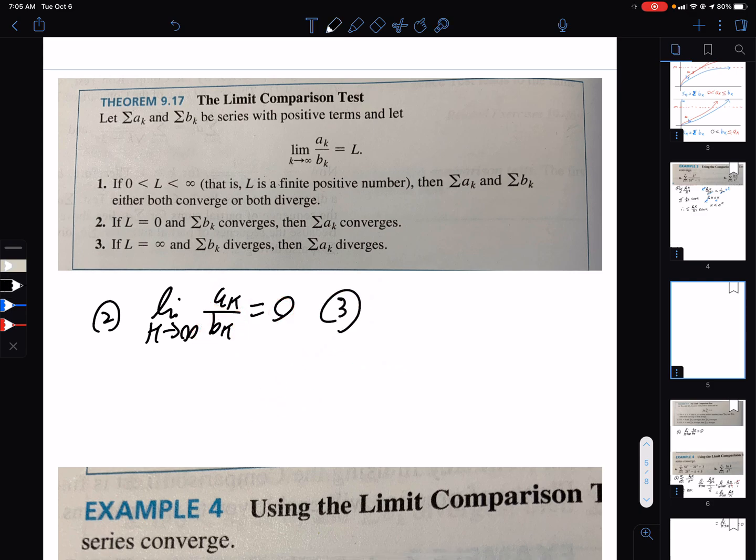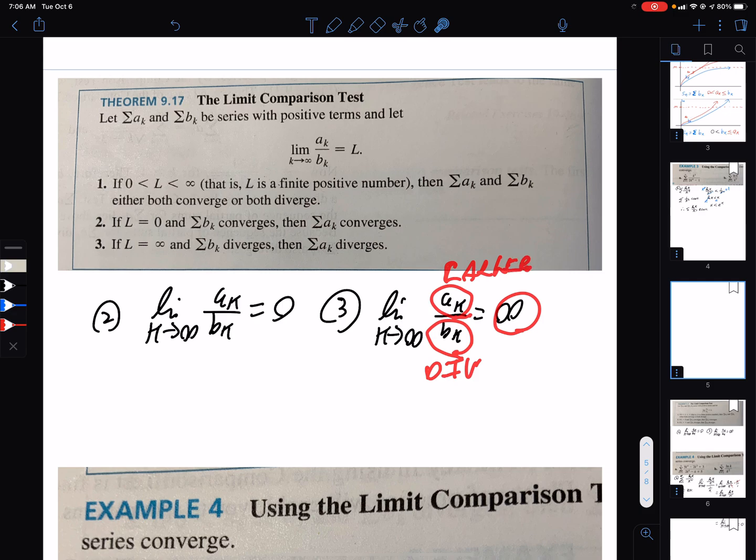So case number 3, and again, you shouldn't have to memorize this if you understand the logic. We have the limit as k goes to infinity of a sub k over b sub k, and that's infinity. What do you do when you get infinity? If this diverges, and it goes to infinity, to go to infinity, the top has to have a larger growth rate. It's a bigger growth rate to go to infinity. So it has to grow faster. Well, if the bottom diverges and the top grows faster, it has to go even bigger. Therefore, it must also diverge.